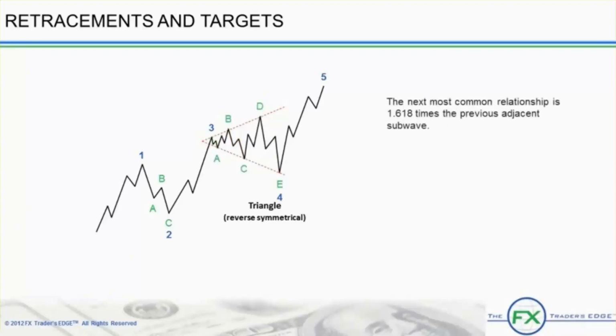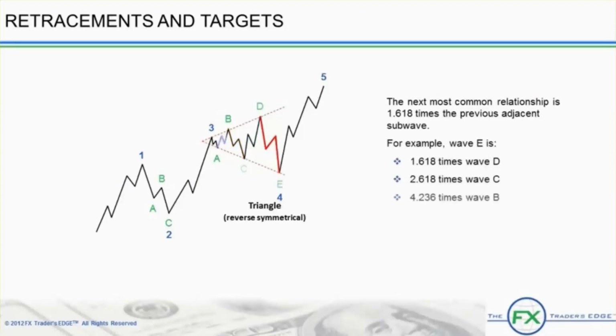The next most common relationship is 1.618 times the previous adjacent subwave. Wave E is 1.618 times wave D, 2.618 times wave C, 4.236 times wave B, and 6.854 times wave A.